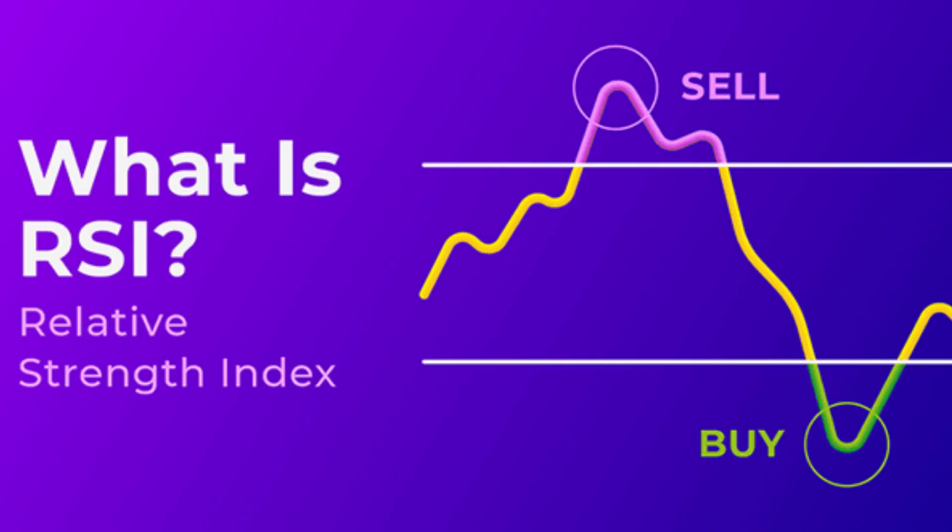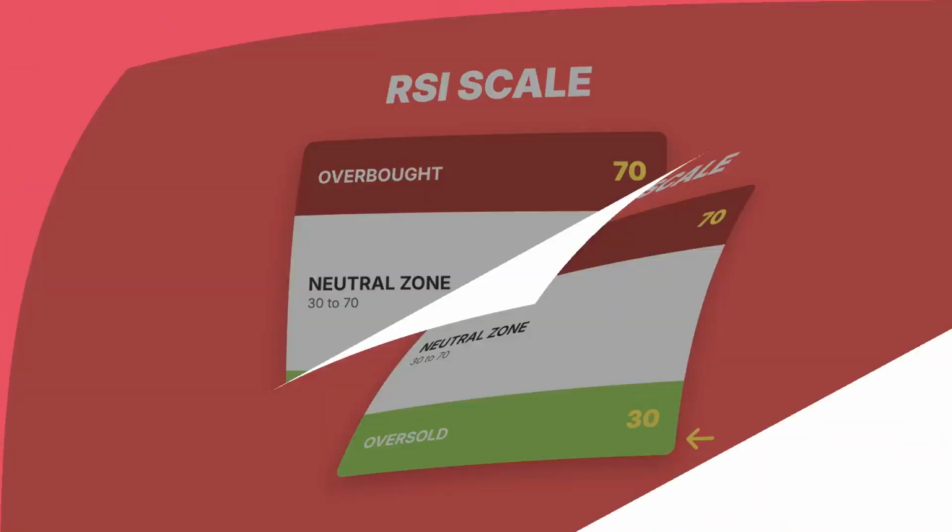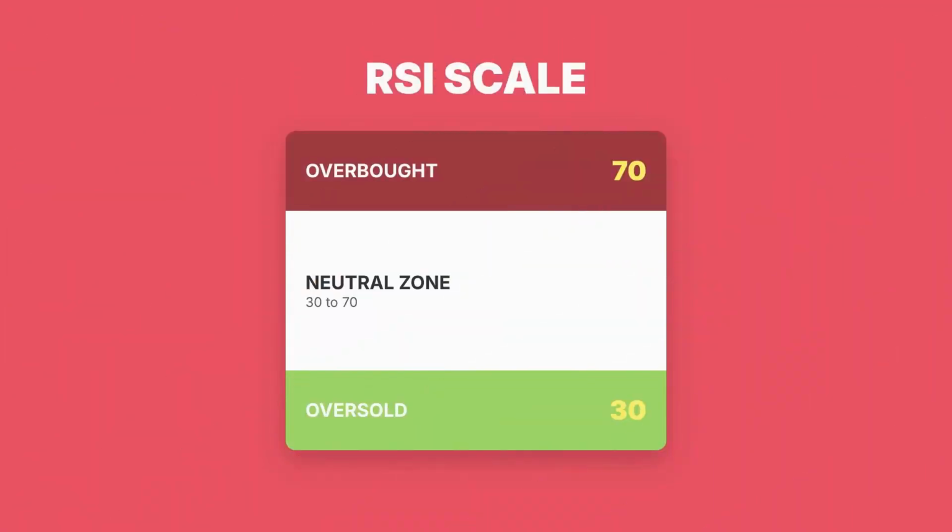The Relative Strength Index measures this on a scale of 0 to 100. Above 70, overbought. The market has run up too fast. Sellers may step in soon. Below 30, oversold. The market has fallen too far. Buyers may step in soon. Between 30 and 70, neutral. The market is moving normally.